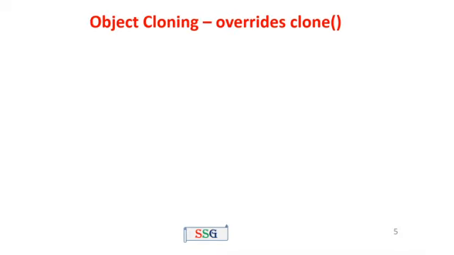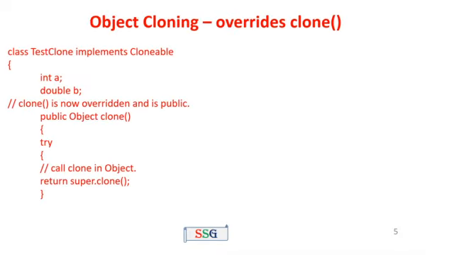The second method: override the clone method. Already I told you that clone is one of the methods in the Object class. We have to override that method also. The same coding: class TestClone implements Cloneable, int a, double b. Now the clone method is overridden, and since it's already a method in the Object class, I declared it as public. So public Object clone.